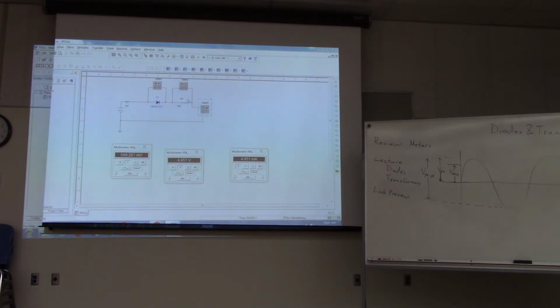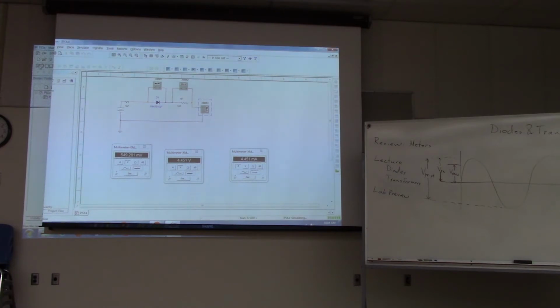And the amount of voltage that we have across the resistor tells us how much current we're getting, right? We have 4.45 volts across the 1,000 ohm resistor. So that tells us that we have 4.45 milliamps flowing through the whole circuit. Okay.